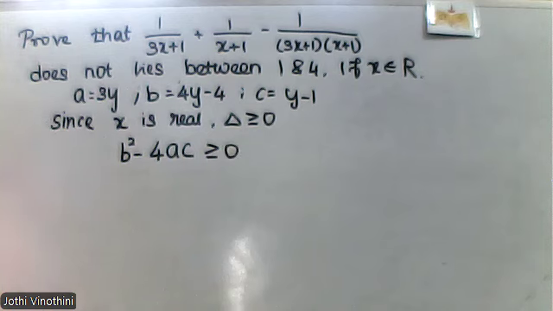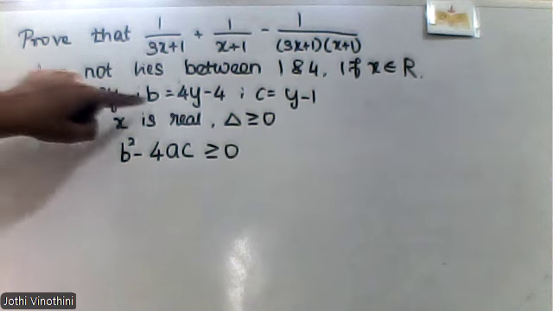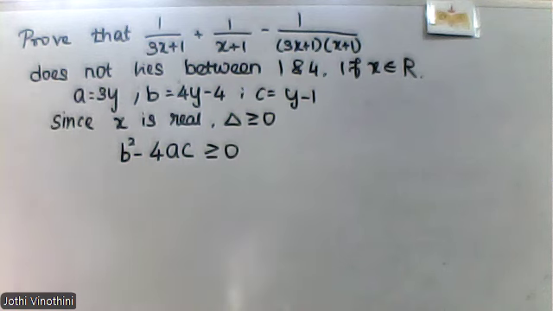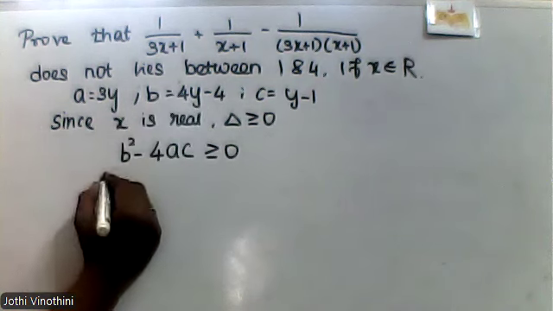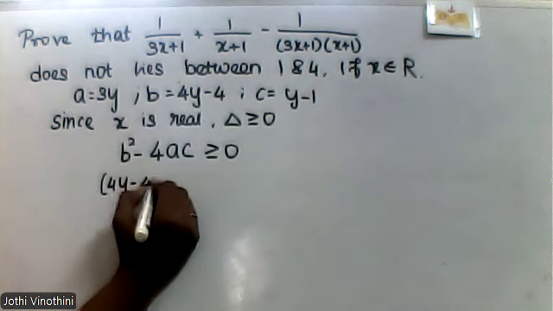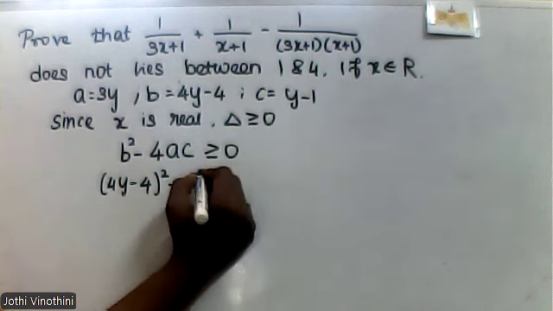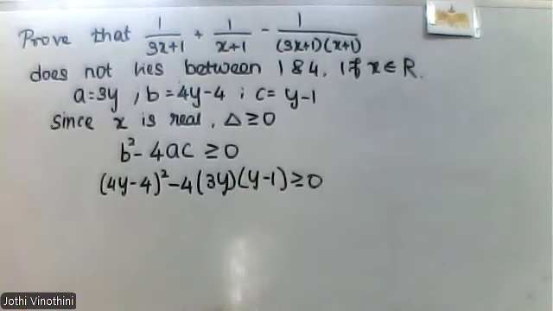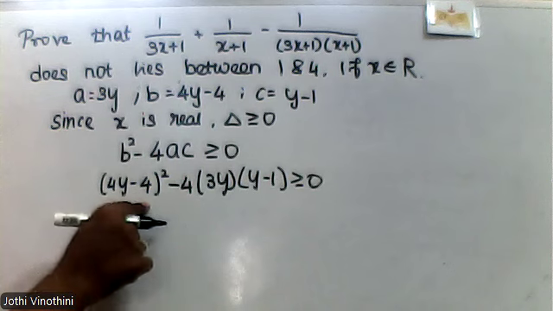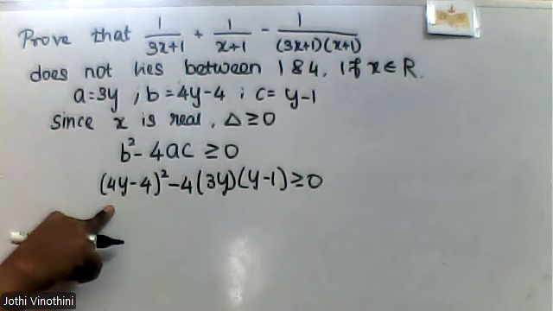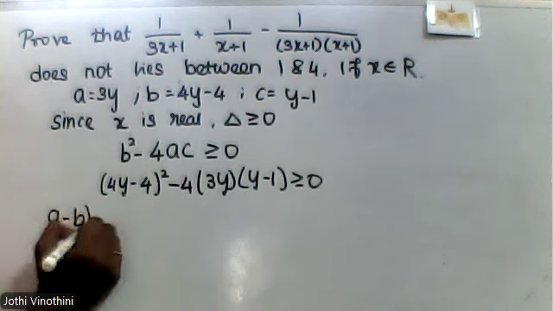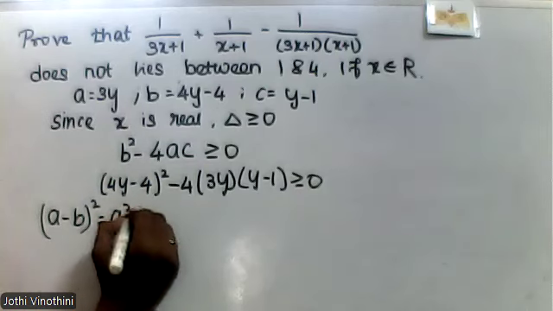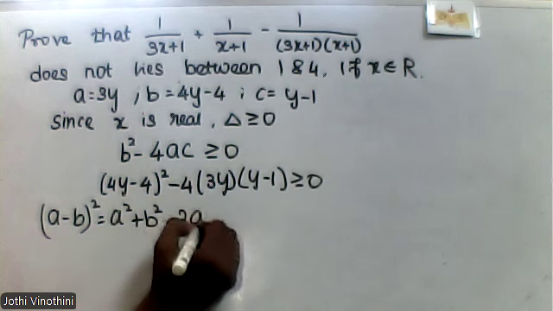Right? We know the values of a, b and c, so we can easily substitute them. So what is b? 4y minus 4 the whole square, minus 4. What is a? 3y. What is c? y minus 1, greater than or equal to 0. Clear? See, it is in the format of a minus b the whole square, which equals a squared plus b squared minus 2ab.